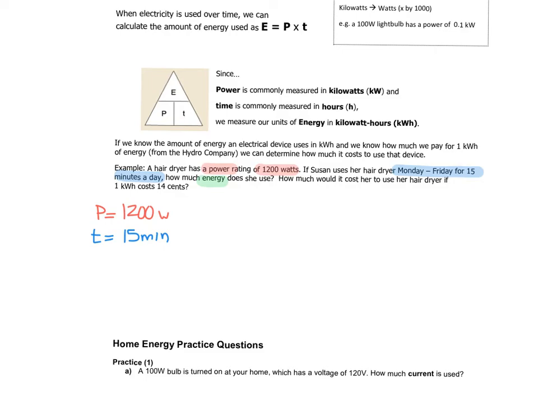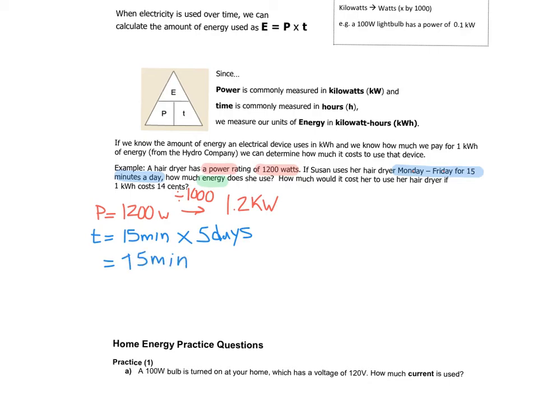Okay, so I read out our values. Right off the bat, we see that power is in watts, so I want to turn it into kilowatts. To do that, I'm going to divide it by 1,000, which will give me 0.12 kilowatts. And we see that there are minutes, so we're going to have to do some calculations as well. So it says from Monday to Friday for 15 minutes. So that means 15 minutes times 5 days, which totals 75 minutes.